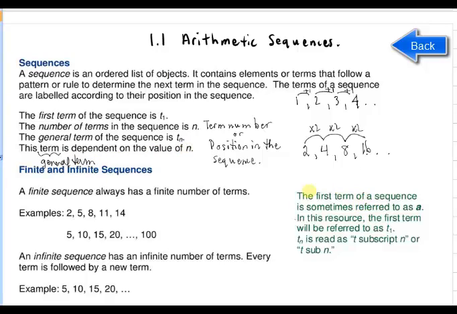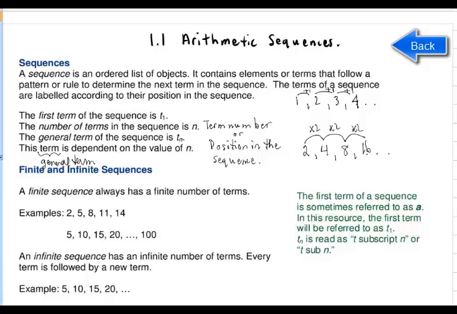Okay, now if we go over to the right here and just take a look at this section here, the first term of a sequence is sometimes referred to as a. You'll see that in some textbooks. Or if you go online to look up more information on this, you'll see that some websites will use a for the first term. In this resource, the first term will be referred to as T1. That means in your textbook. T subscript n is read as T subscript n or T sub n. So if you have T1 like this, that means T subscript 1.